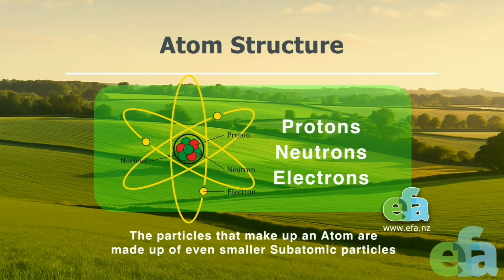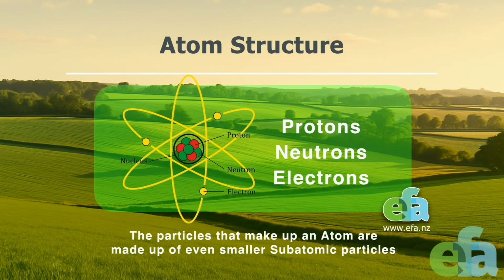Ewan, can I just get you to tell me why you've written that at the bottom of the slide? The particles that make up an atom are made up of even smaller subatomic particles. This is the step I want to take you one step back from the protons, neutrons, and electrons that make up an atom: the subatomic particles have a charge as well. These subatomic particles make up protons, neutrons, and electrons, and they call them quarks and subquarks.